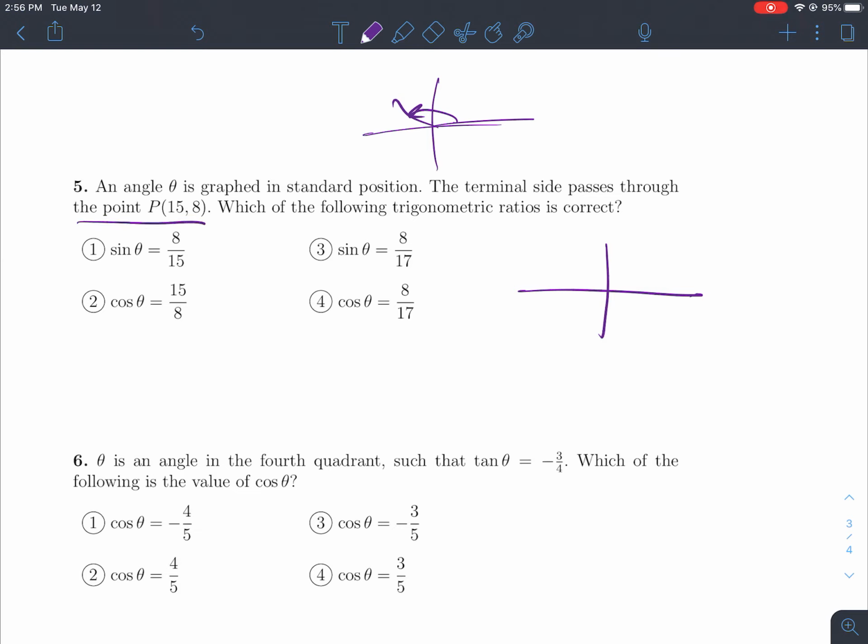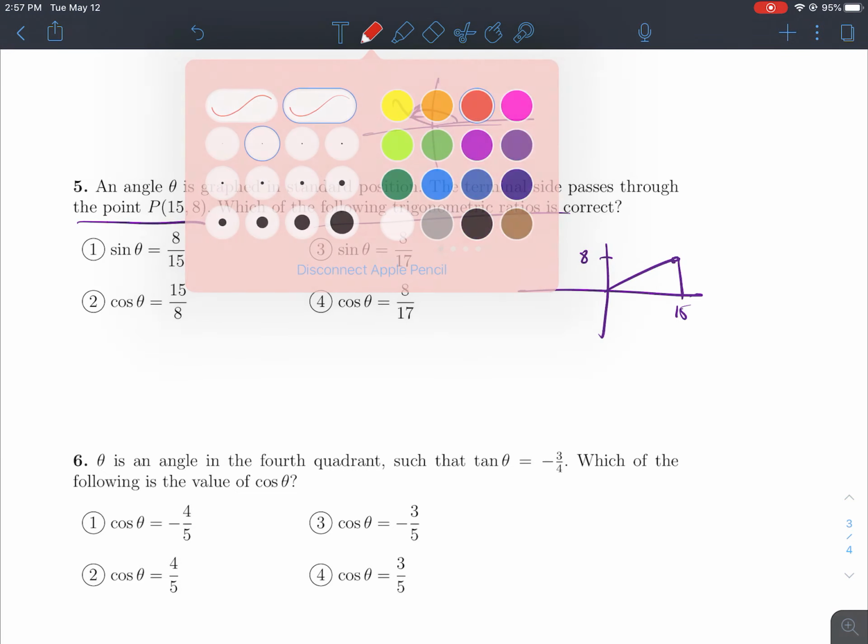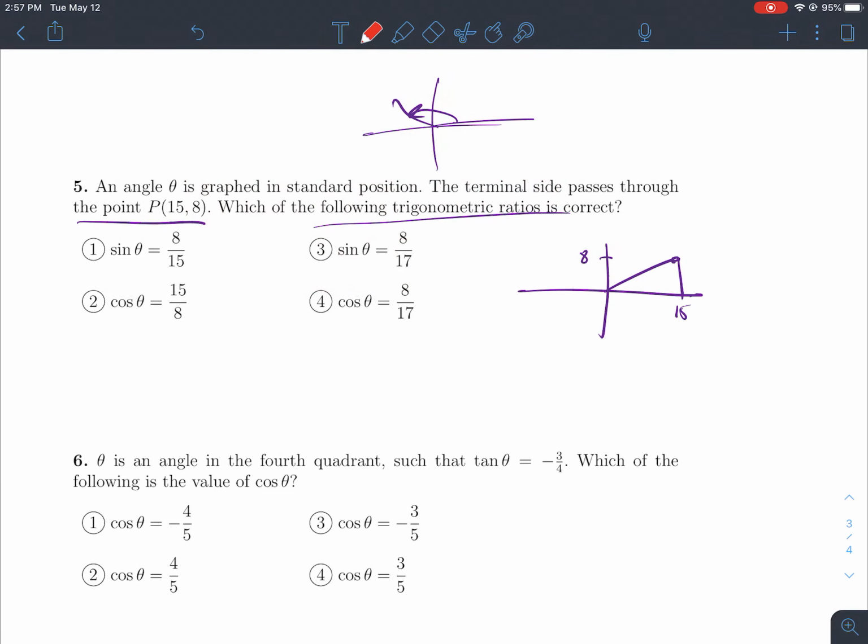An angle theta is graphed in standard position. The terminal side passes through the point (15, 8). Which of the following trigonometric ratios is correct? All right, here we go. This one you could figure out in general because it's in the first quadrant. If this is theta here, the terminal side passes through the point (15, 8). This distance is going to be 15, because that's 15 on the x-axis.